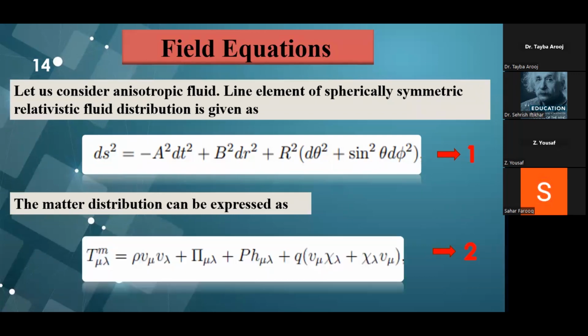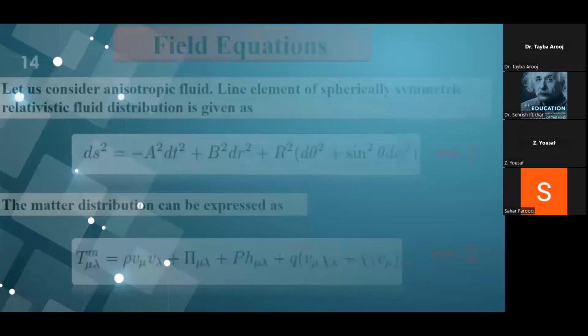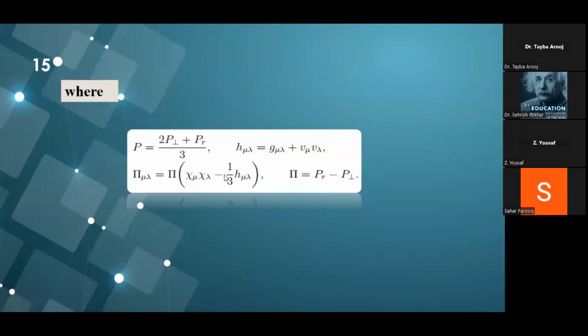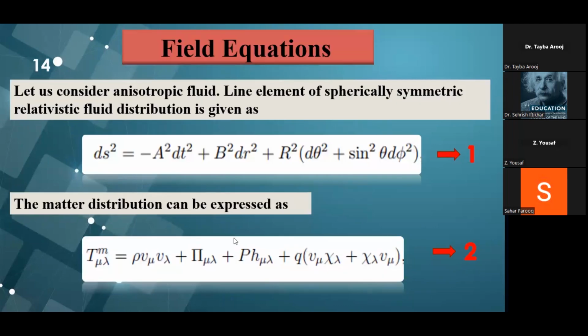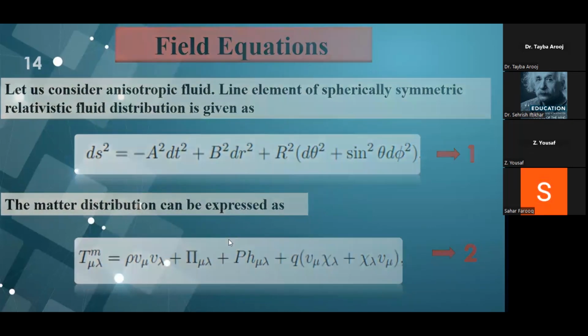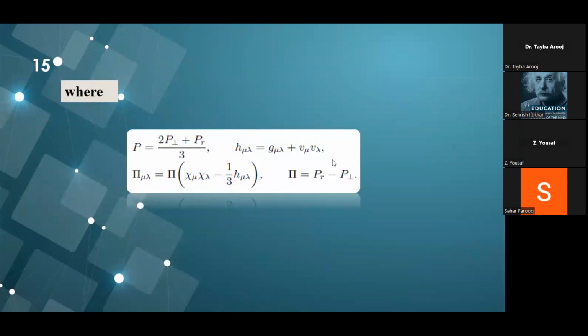Okay. Now the matter distribution, which is assumed to be coupled with equation number 1, is given over here, in which rho is the density, pi mu lambda is actually the anisotropic tensor, q is the heat flux, V alpha is a four-vector, and chi alpha is a four-vector. And what is h mu lambda? It is actually the projection tensor. It has a specific form, in which we have P, pi, the anisotropic tensor, and these are defined with the help of this one. And this is a projection tensor.